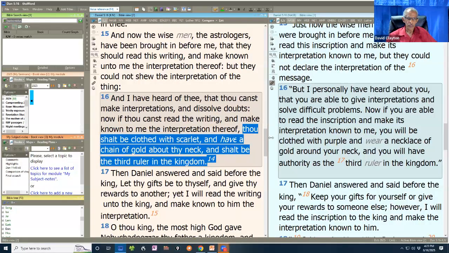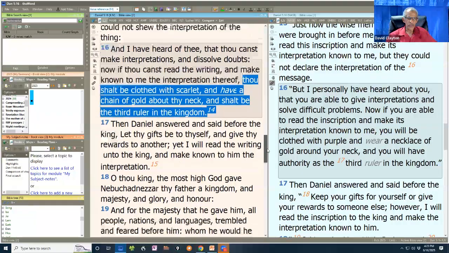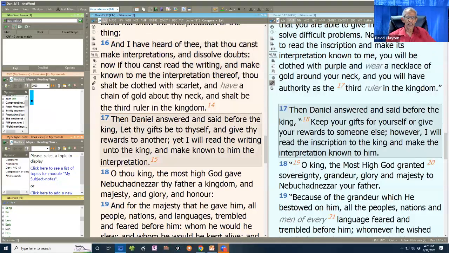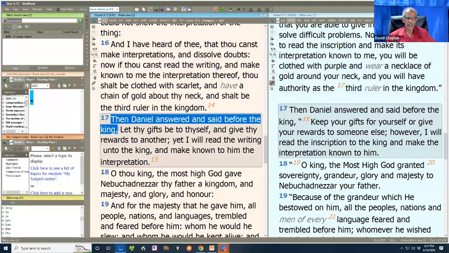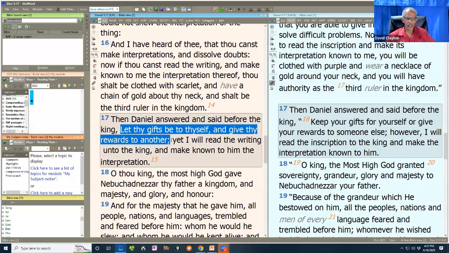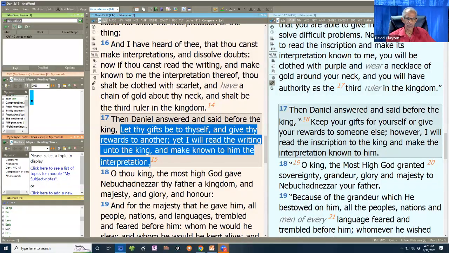Now, in verse 17, Daniel answers him like how Shadrach, Meshach, and Abednego answered Nebuchadnezzar. Then Daniel answered and said before the king, let thy gifts be to thyself. You know what he's saying? Keep your gifts to yourself and give your rewards to another. Yet I will read the writing unto the king and make known to him the interpretation.